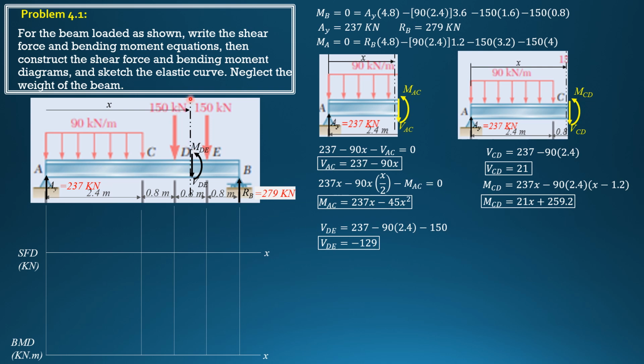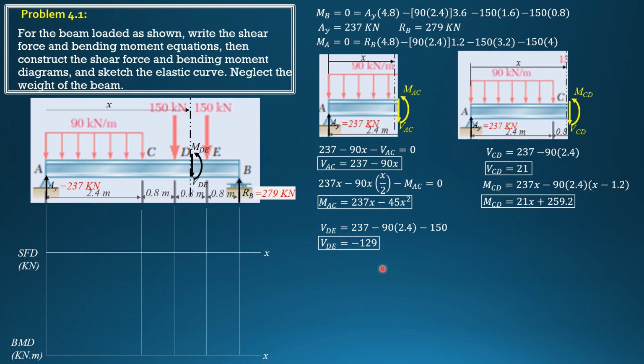Again, in setting up the shear equation for DE, the shortcut is preceding shear, which is CD, 21, then plus or minus the new loading in that segment. Because it is downward, it is 21 minus 150. Preceding shear in CD is 21, then because we have a new load 150 downward, so minus 150. So the shortcut is 21 minus 150. So it will also give us negative 129.